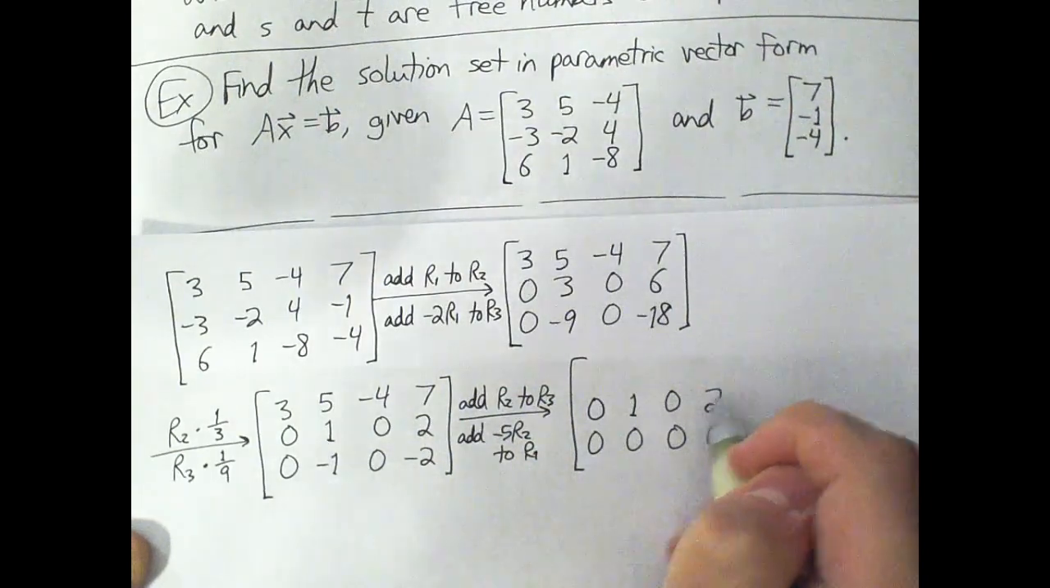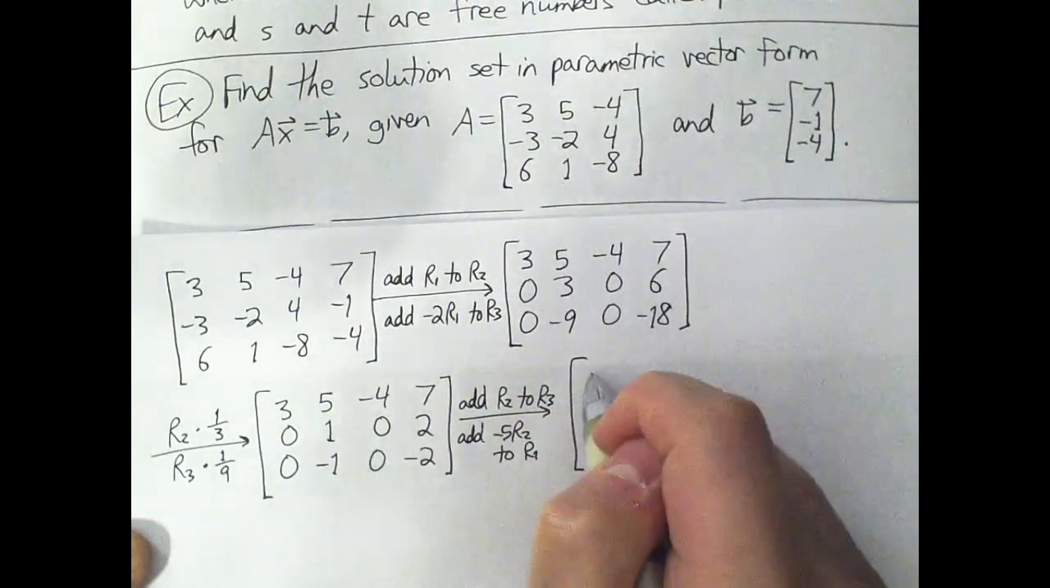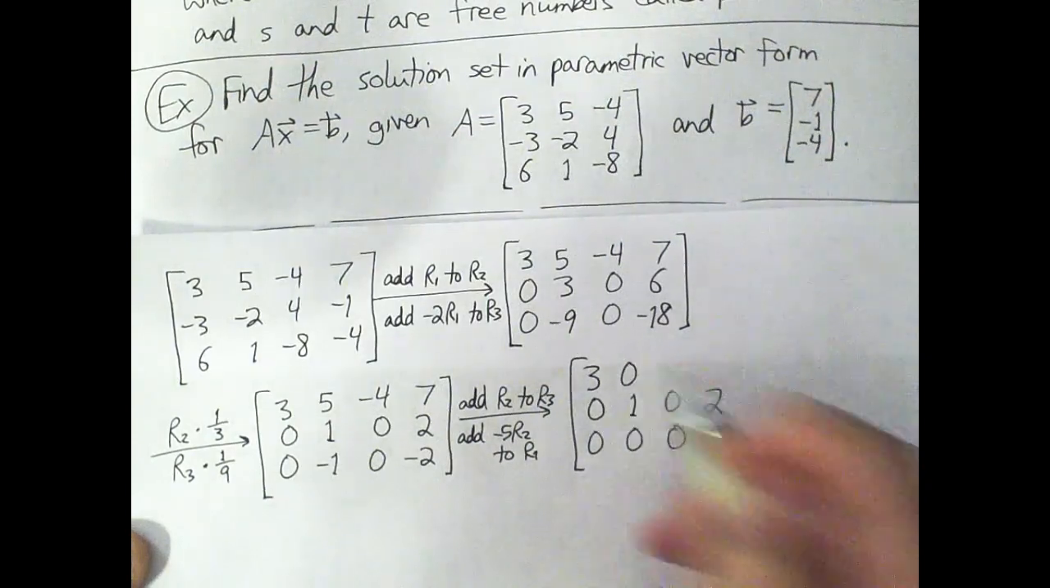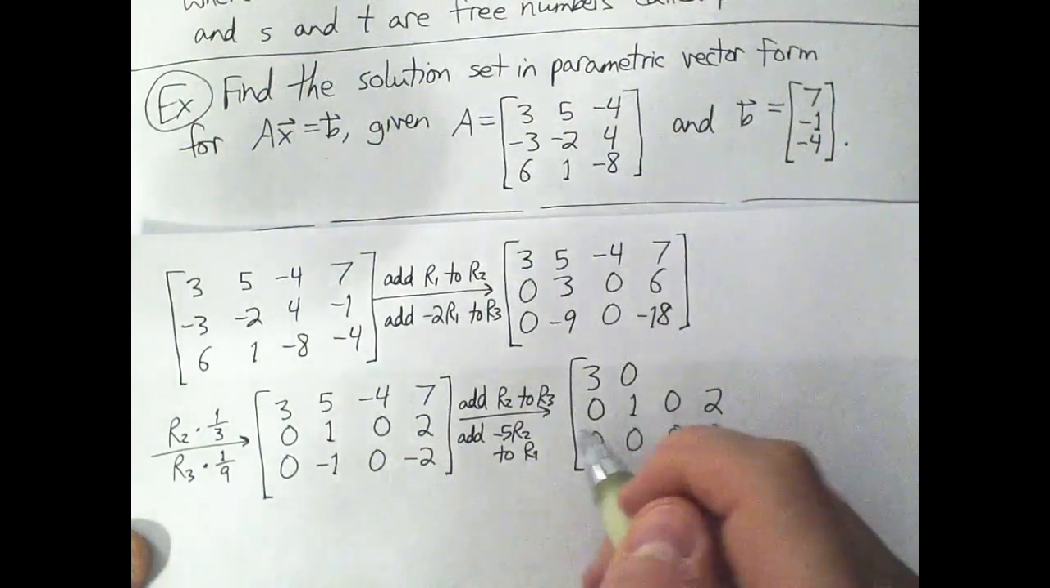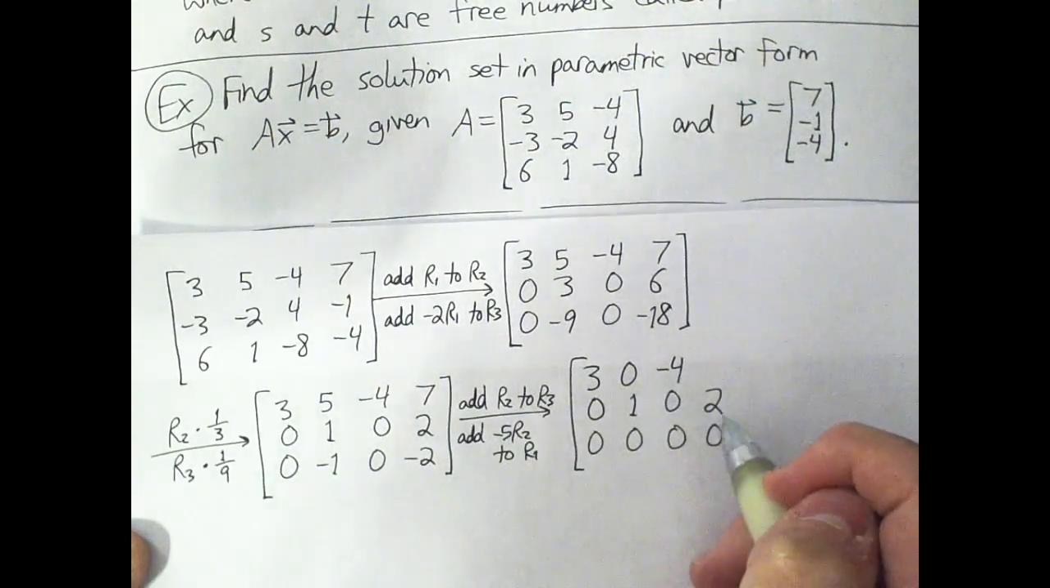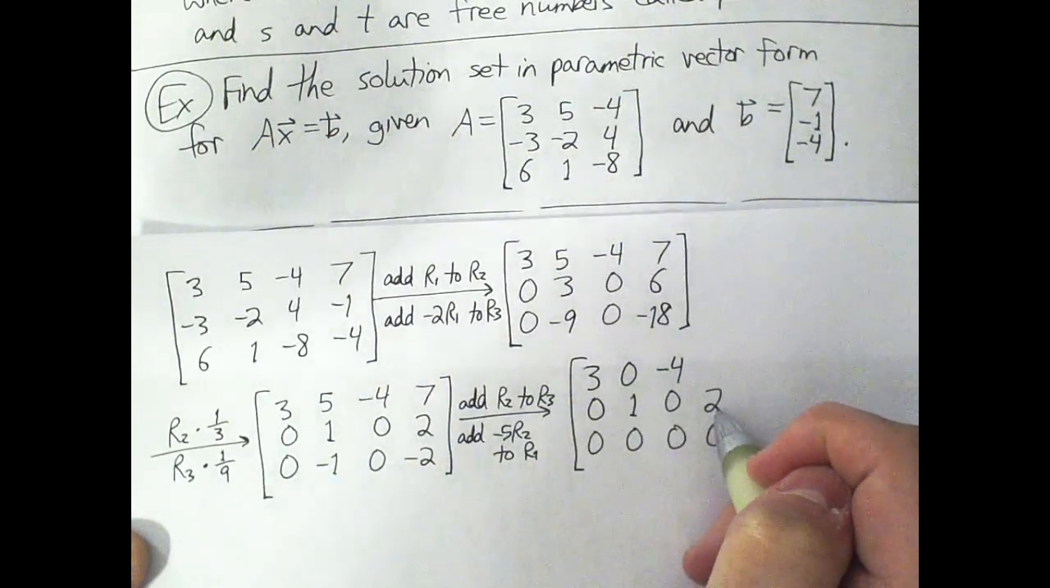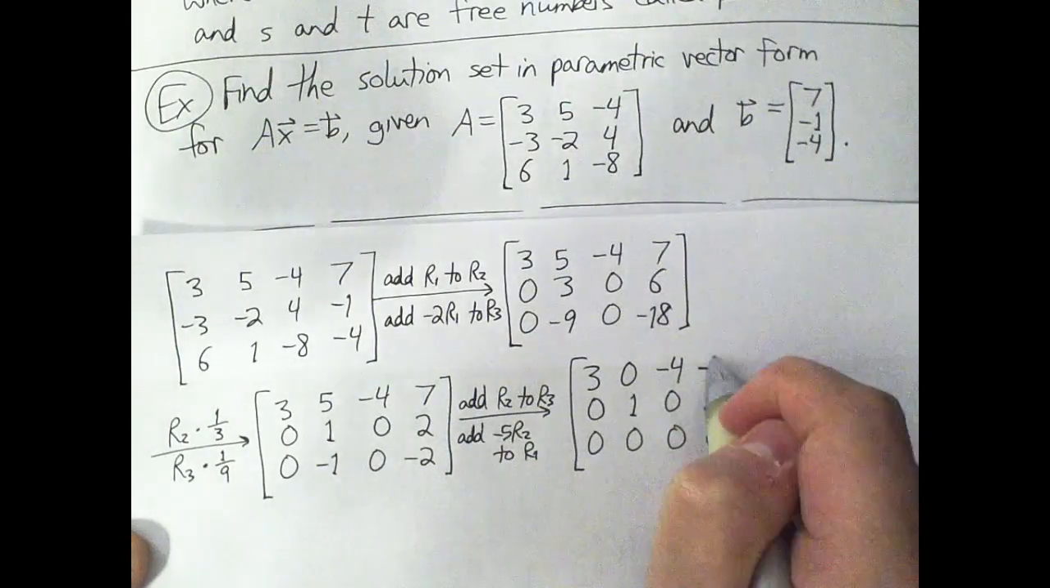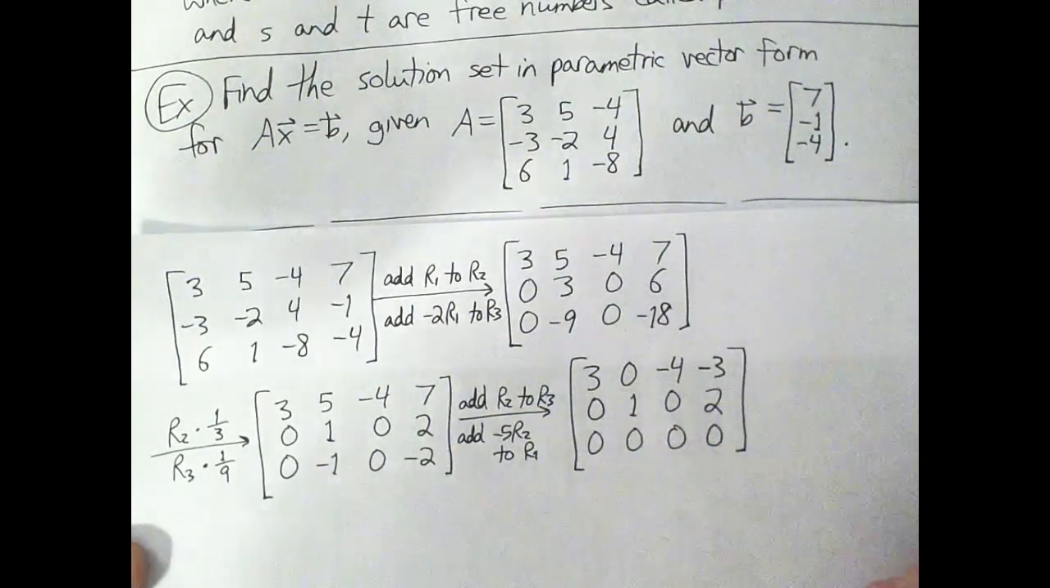And now let's figure out what I'm doing to this row up here. I guess the 3 is going to stay a 3. The 5 is going to become a 0. -4 is going to stay -4. And the 7 is going to get -10 added to it, so I get a -3. Okay.